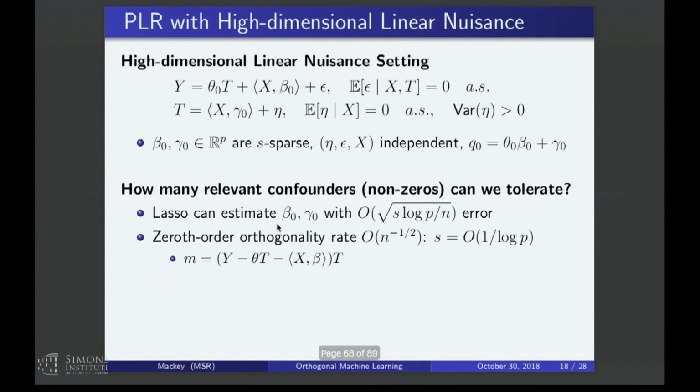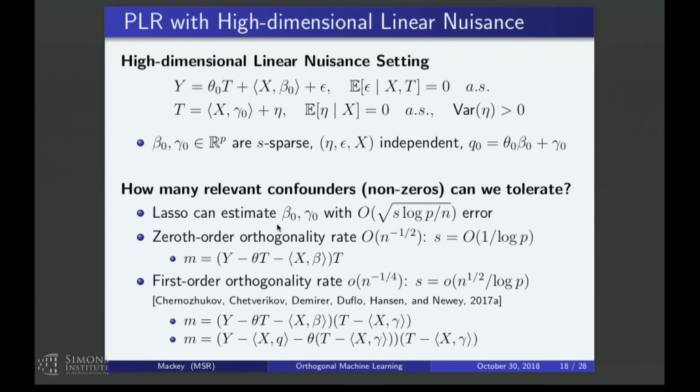So what does that mean? If I just rely on zeroth order orthogonality, if I just use my typical least squares moments, that means I need s to shrink with log p, either to be bounded if log p is bounded or to shrink with log p, to get my root n asymptotic normality. So that's not great.